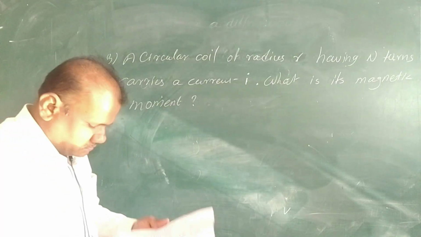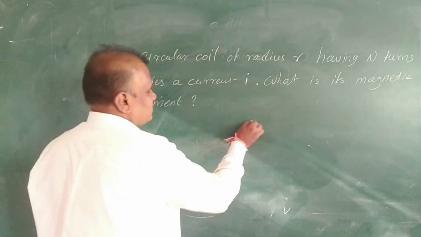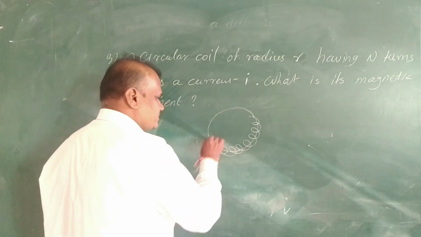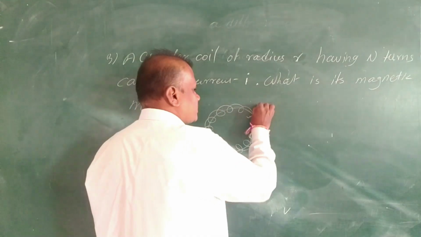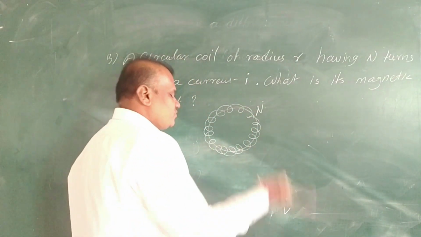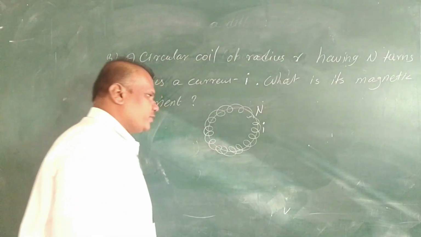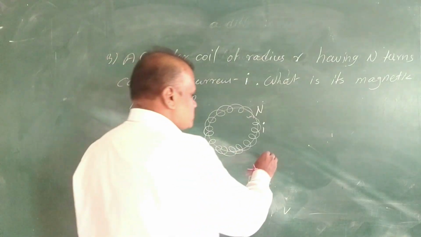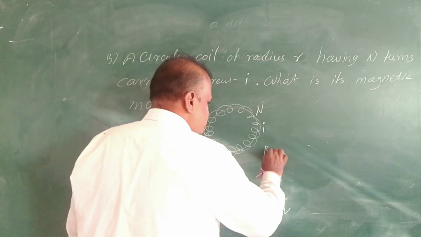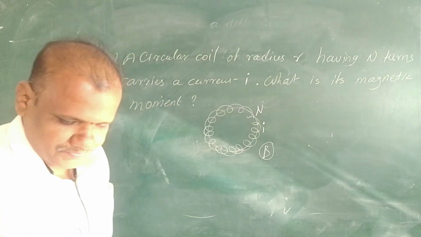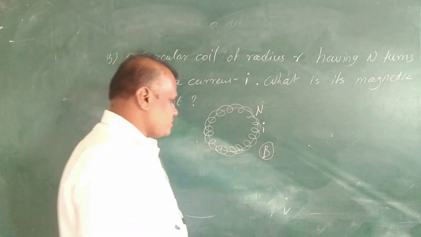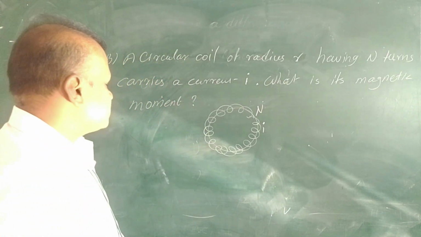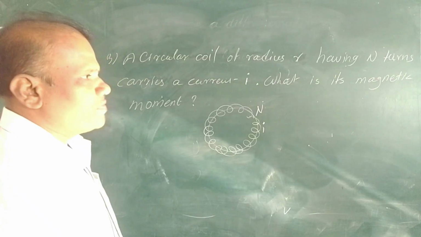Here the coil is in the form of a circle. This is a circular wire winding in which the number of turns is capital N, and I amount of current is flowing. According to the Biot-Savart law, when there is a flow of current through a circular wire winding, it generates a magnetic field. One of the parameters to estimate the magnetic field produced by the circular coil is the magnetic moment.